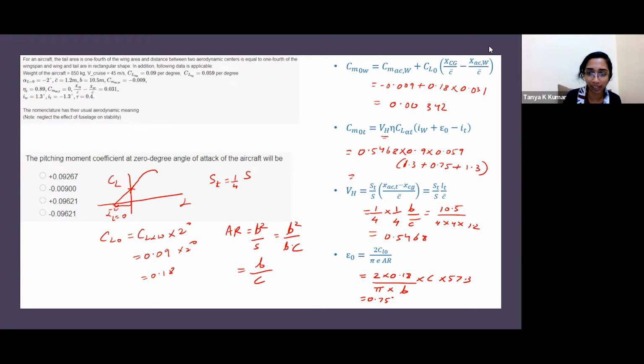I am audible, right? You can calculate. It's a simple calculation. What is the value? 0.09617. Okay. So now your overall CM naught is CM naught of wing plus CM naught of tail, and that comes out to be 0.092926. This is the value. So this is the answer.